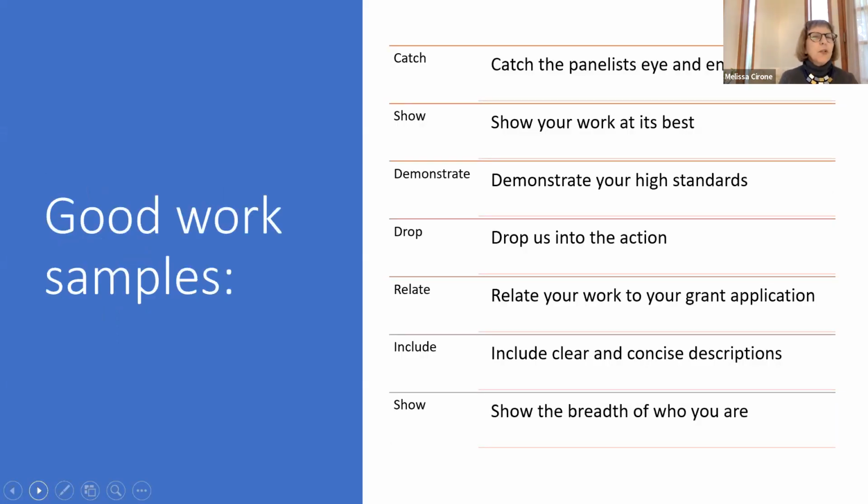Work samples. So what do good work samples do? They certainly catch the panelist's eye and they enlighten them about what you're doing. Remember that a panel is going to look at between 50 and 100 applications, probably for this grant alone, and they're going to look at work samples for everyone. So you want to make sure that something is going to make you memorable and hold their attention. You're going to want to show your work at its best.